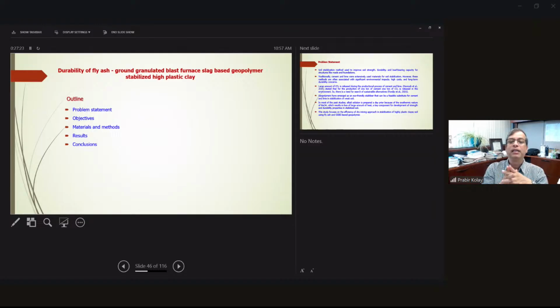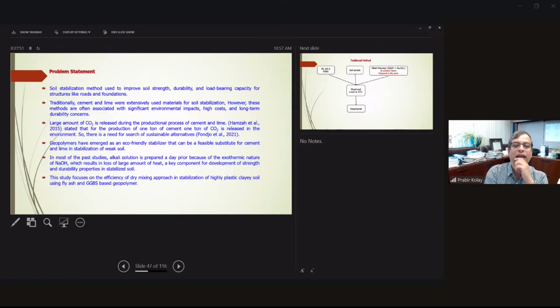So this one is durability. I'm just talking a little bit about durability. This is one of my graduate students' works. He did a lot of studies, and this paper is going to be published in Transportation Geotechnics. Here he used fly ash and GGBS as geopolymer for high plastic clay.